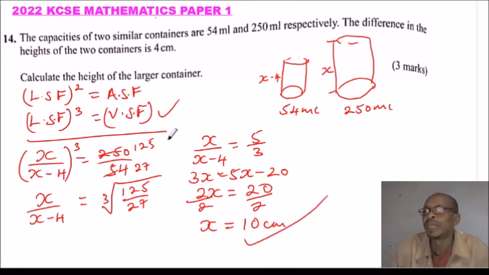So the most important knowledge you are being tested on here is whether you know how to relate the linear scale factor to the volume scale factor. Once you know that, and you are able to form this equation, that is the height of the larger container divided by the height of the small container, then you are good to go, and you should be able to get 3 marks.